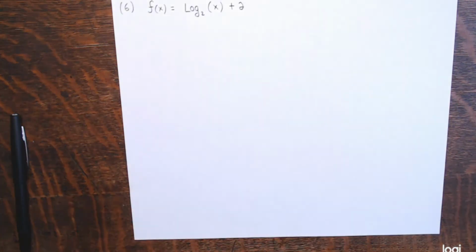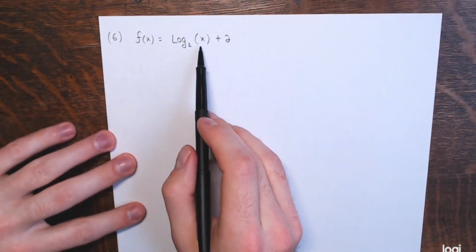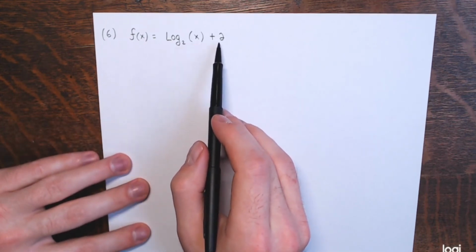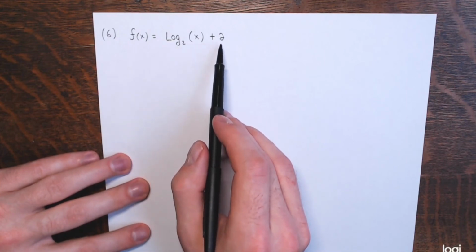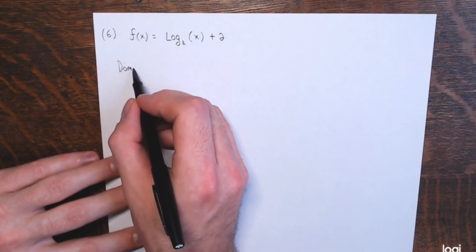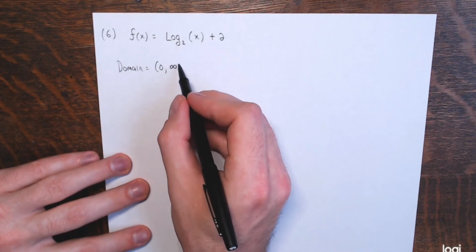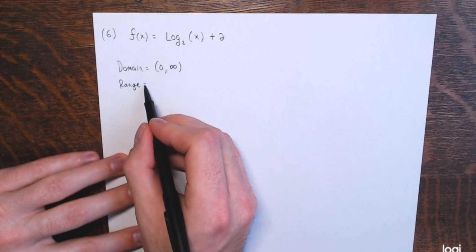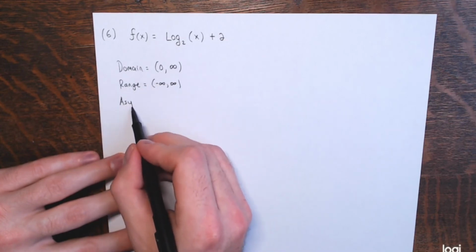So this time I have f of x equals the log base 2 of x, pay attention to the base, plus 2. So this should just move the graph of the log base 2 of x up 2 units, the plus 2 after. But again, I'm going to go through the same procedure I've been going through. The domain is only positives, it's just x in there, so x has to be greater than 0. Range is all real numbers. And the asymptote is still at the y-axis, still at x equals 0.